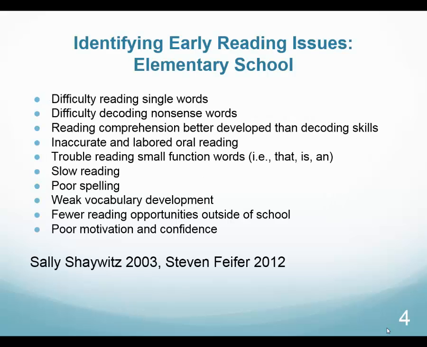Some early indicators of a possible reading problem include difficulty reading single words and difficulty decoding nonsense words. Reading comprehension might be better developed than the student's decoding skills. The student may have inaccurate and labored oral reading, or may have trouble reading small function words such as that, is, and an. The student may have slow reading and poor spelling. Weak vocabulary development, fewer reading opportunities outside of school, and poor motivation and confidence are also identifying characteristics.